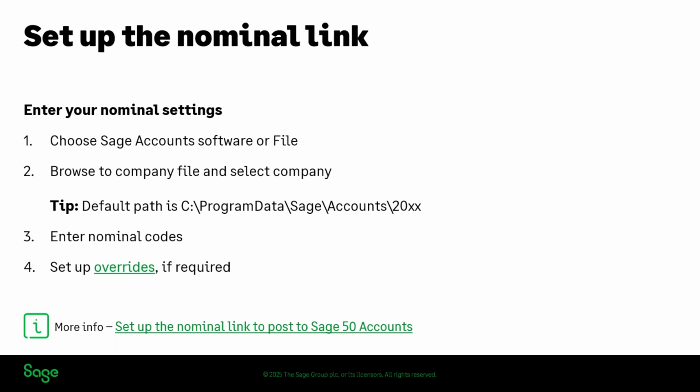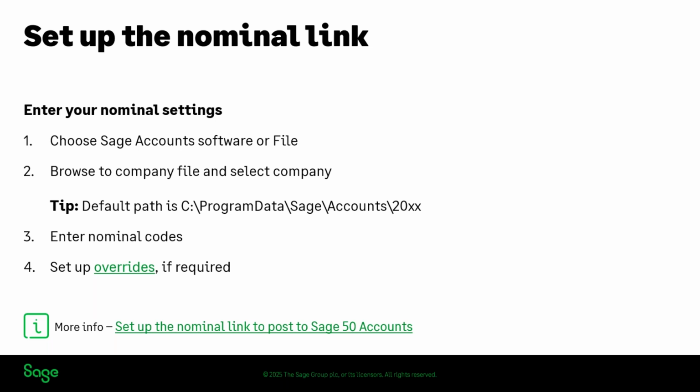Our third step will be to enter nominal codes, so the nominal codes that we want to post to. And the fourth step that I'll touch on is setting up overrides, which gives you a more detailed analysis of your payroll information, allowing you to split the cost of specific pay elements or costs associated with a specific department in your salary journals. Now, I have linked to the knowledge base article as well on the handout, so do download that if you'd like to read more on this.